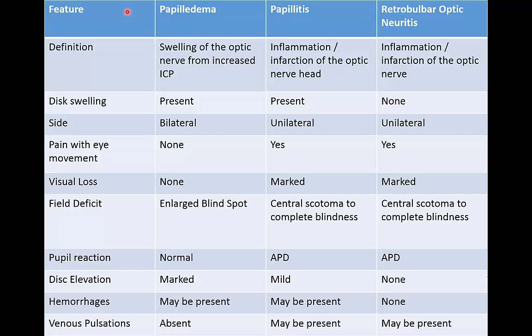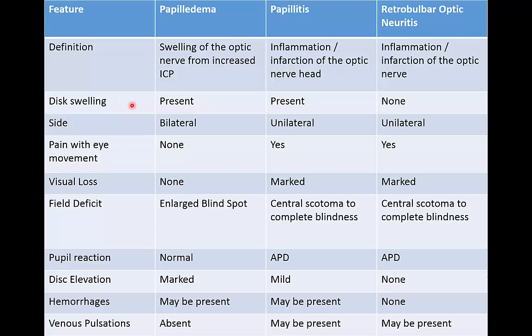Now, let's talk about the difference of papilledema, papillitis, and retrobulbar neuritis, because these are actually very similar, but they're also important. So papilledema, what is papilledema? We just talked about it. It's swelling of the optic nerve, which is caused by increased intracranial pressure. However, the fundoscopy of papilledema is basically almost identical to that of papillitis. What is papillitis? It's inflammation or infarction of the optic nerve head itself. As opposed to retrobulbar optic neuritis, which is inflammation or infarction of the optic nerve itself. So these are similar, but they're also very different.